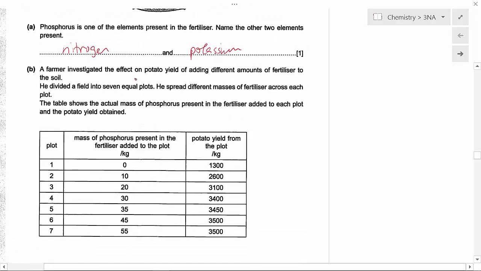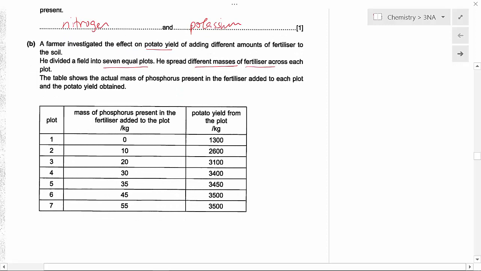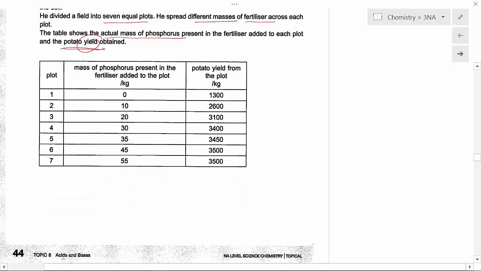Okay, so farmer investigated the effect on the potato yield by adding different amount of fertilizer to the soil. He divided the field into 7 equal plots. He spread different masses of fertilizer across each. Okay, and then the table shows the actual mass of phosphorus present in fertilizer and the potato yield, means how much potato is produced in terms of kilogram.